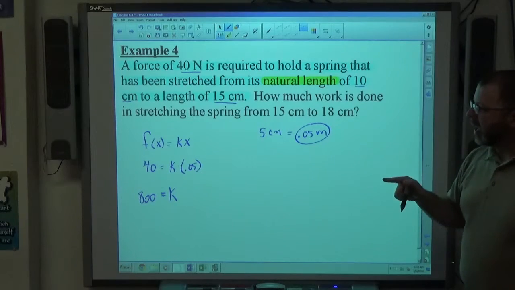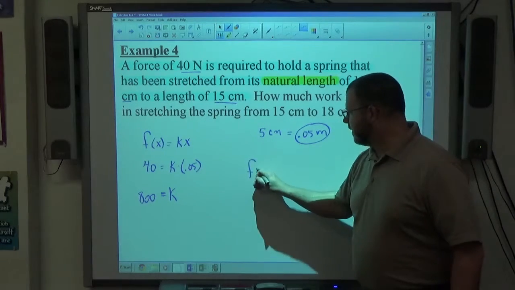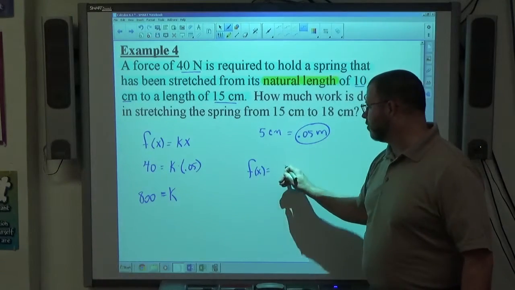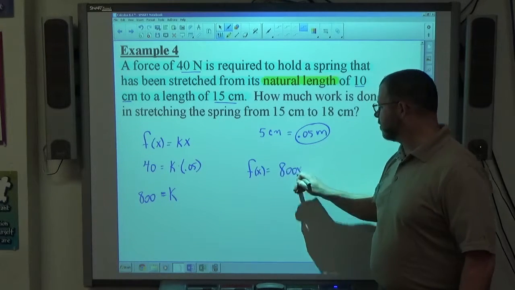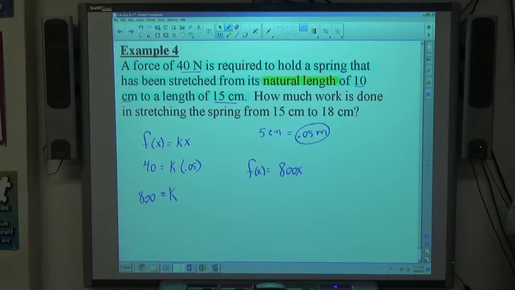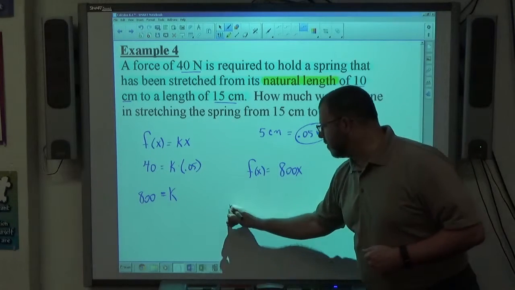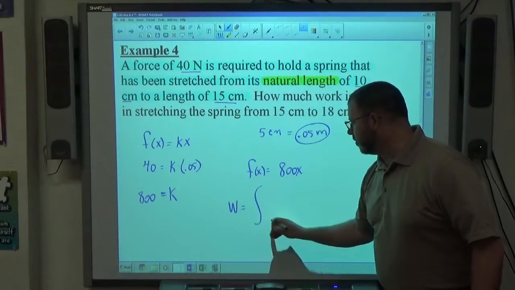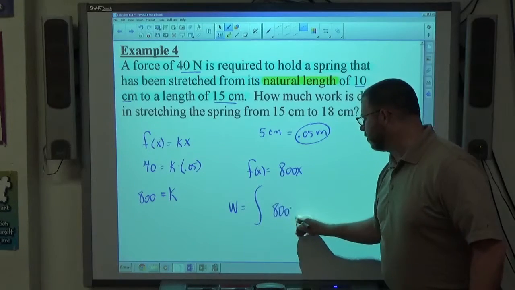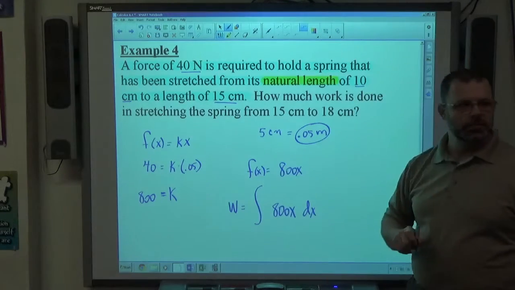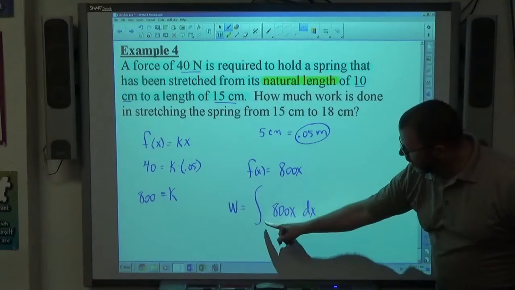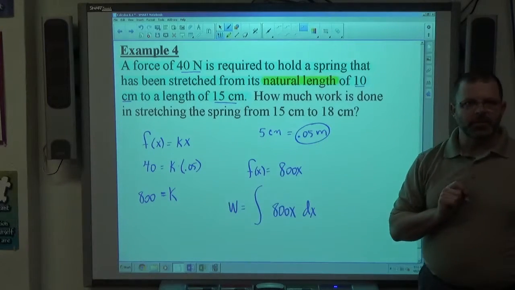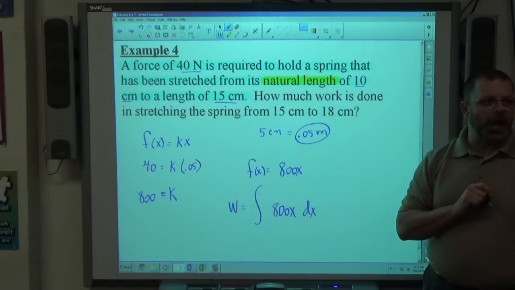Next, once I know what K equals, my F of X for this specific spring is just 800 times X. That's the force equation for this specific spring. So if I want to know how much work has been accomplished by this spring, I'm going to create an integral integrating that force function over X. And what's going to go here is how far away we are from the natural position.